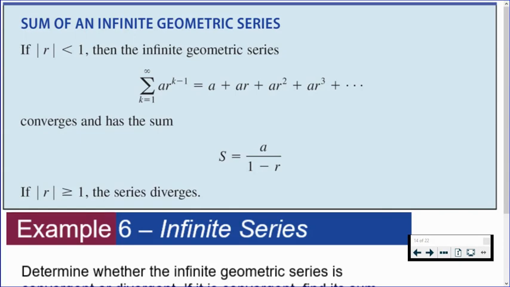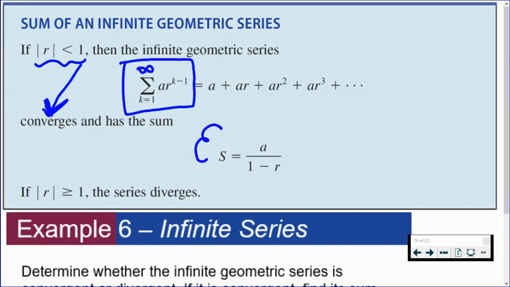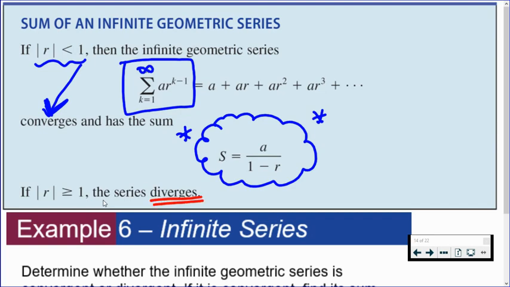When we have a geometric sequence, again, we represent the sigma notation as this with the infinity sign on the top. If R is less than 1, it converges, and to find the sum, we use this formula. If R is bigger than or equal to 1, we say that this series diverges.